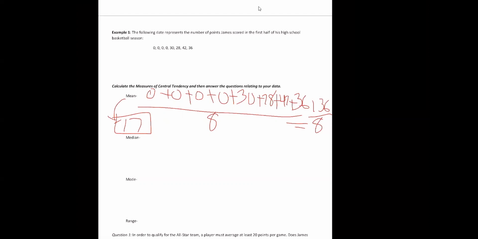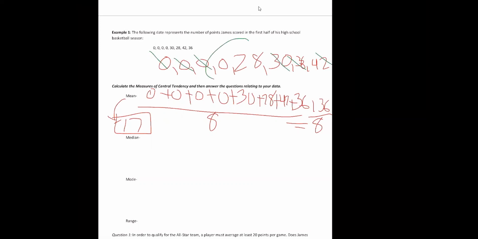For your median, remember, before you do your median, you need to reorder your data set. You need to make sure it goes from small to big. It's kind of a pain sometimes, but you really do need to do that step. So we need to reorder it. The zeros go first, but then it would be 28, then 30, then 36, then 42. And when you do your median, remember you're trying to find the number in the middle. So you usually cross one off at both sides until you get to the center.